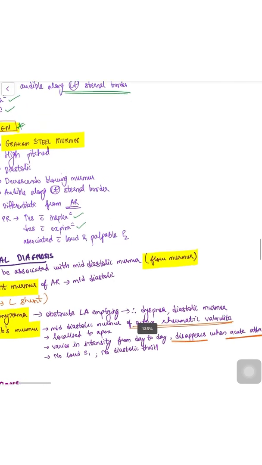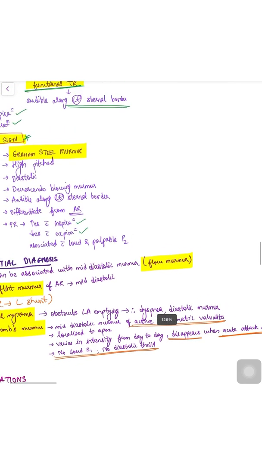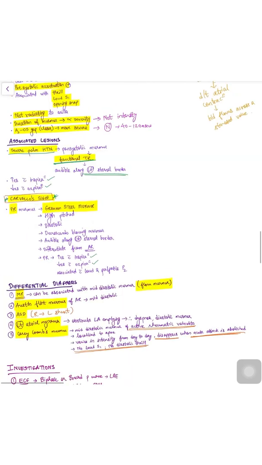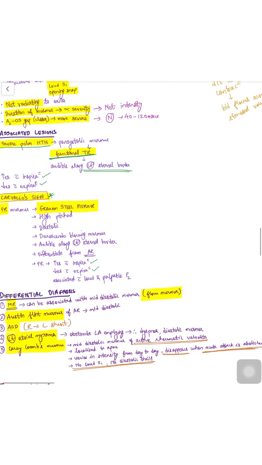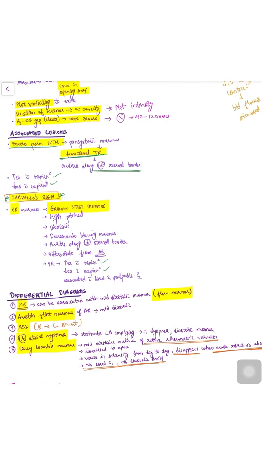But how will you differentiate it from MS? There will be no loud S1 and there will be no diastolic thrill. Okay? So these are the differential diagnoses of a mid-diastolic murmur: mitral regurgitation, Austin Flint murmur of AR, atrial septal defect, left atrial myxoma, and Carey Coombs murmur.